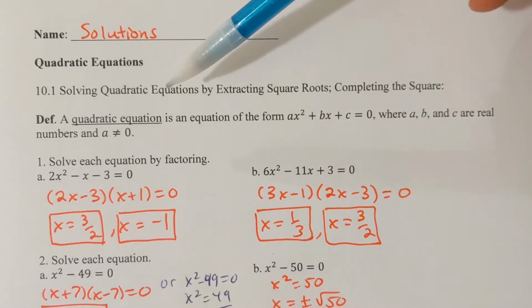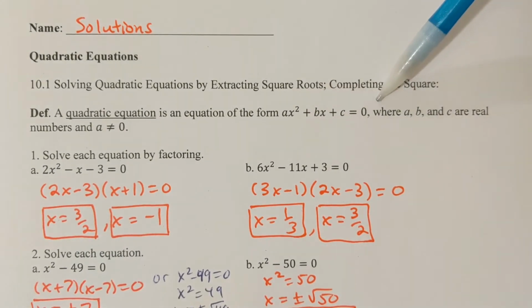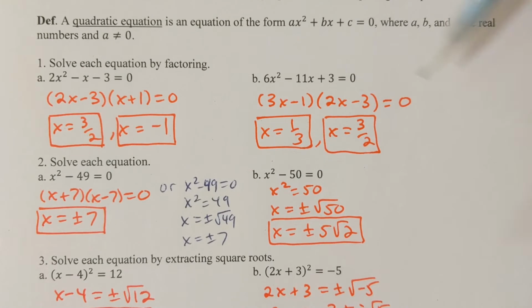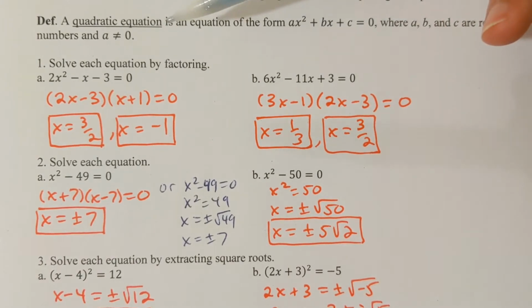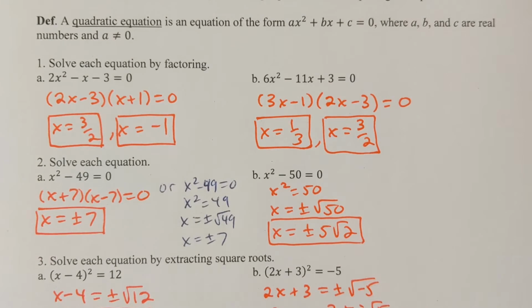Now, of course, a quadratic equation is an equation in the form ax squared plus bx plus c equals 0, where a, b, and c are real numbers and a is not 0, okay? We've already been doing lots of factoring so far, and so the first problem here is some factoring warm-up problems. Part A, let's solve 2x squared minus x minus 3 equals 0.